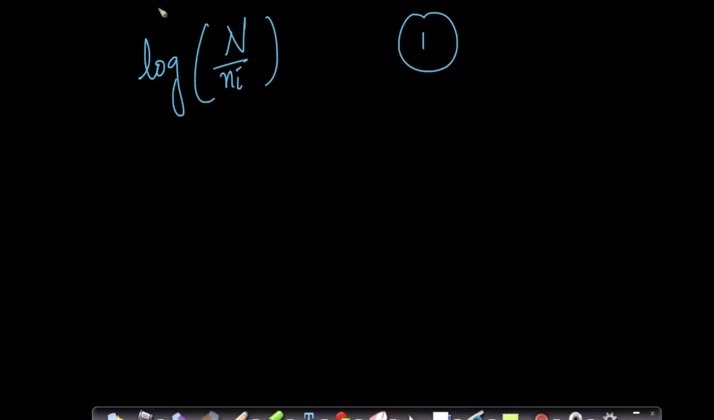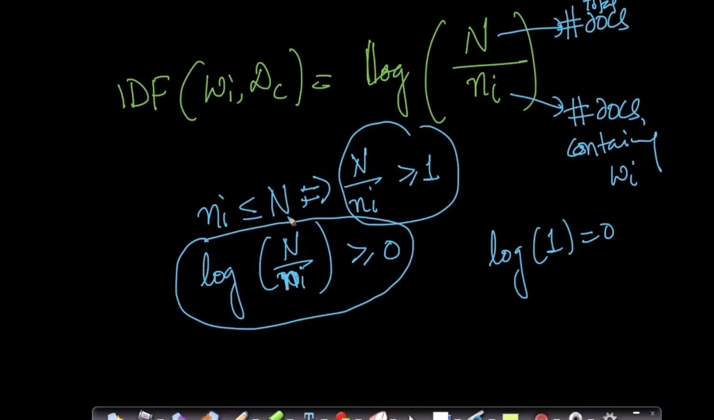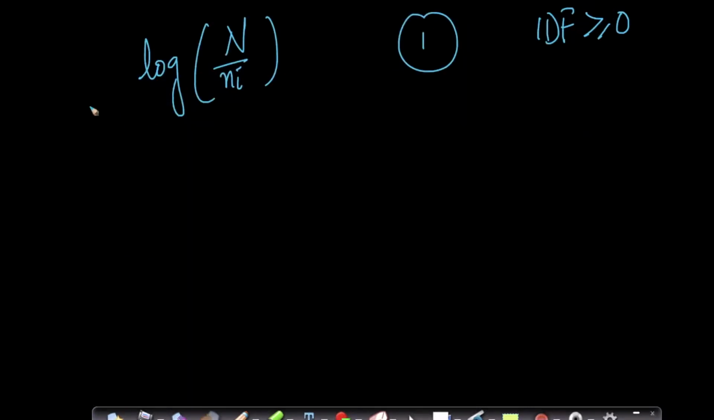Right? So now let's understand log of capital N by ni. The first thing we understood is this IDF is always greater than or equal to 0, right? Because this is always greater than or equal to 1, because ni is always less than or equal to capital N, which means N by ni is always greater than or equal to 1, which means log of this is always greater than or equal to 0. That's the first thing. IDF of any word in any document corpus is always greater than or equal to 0.